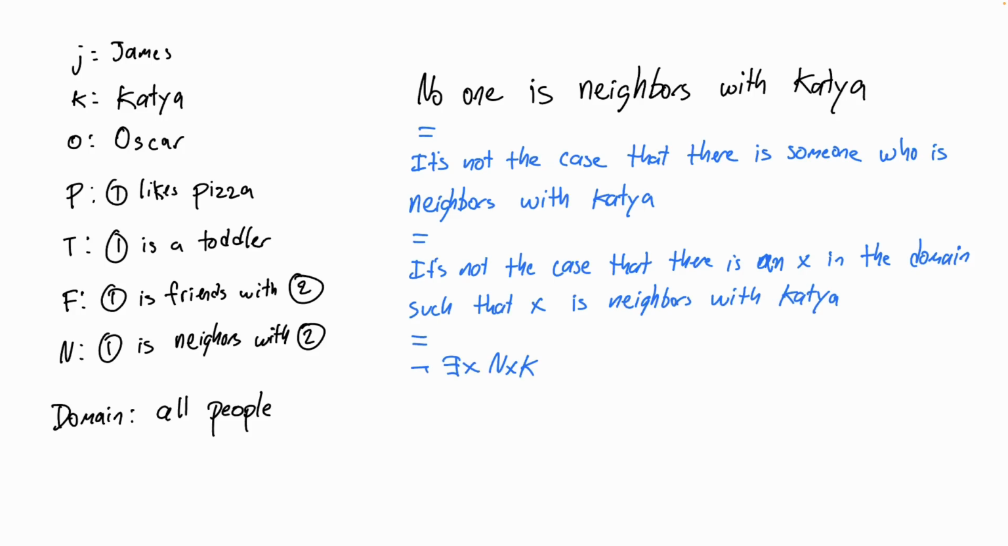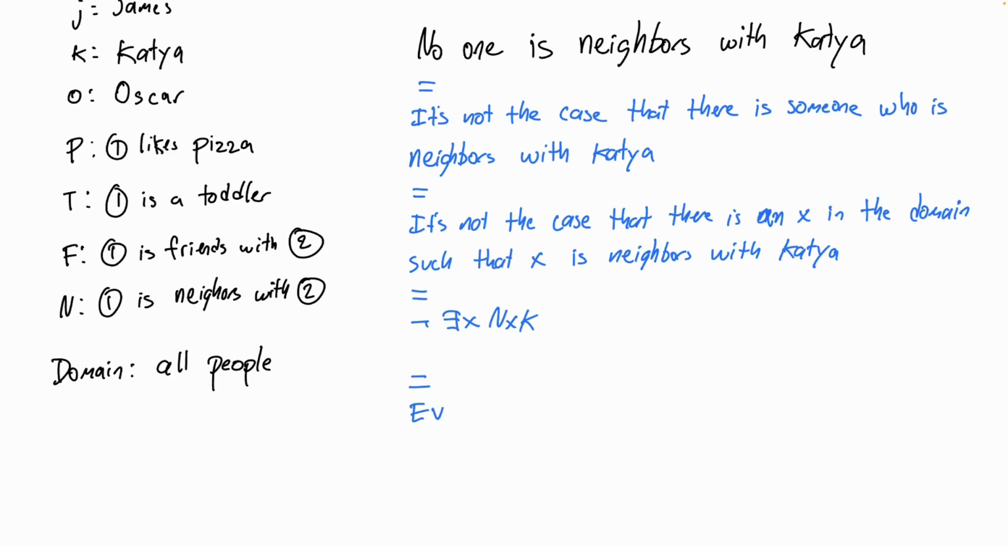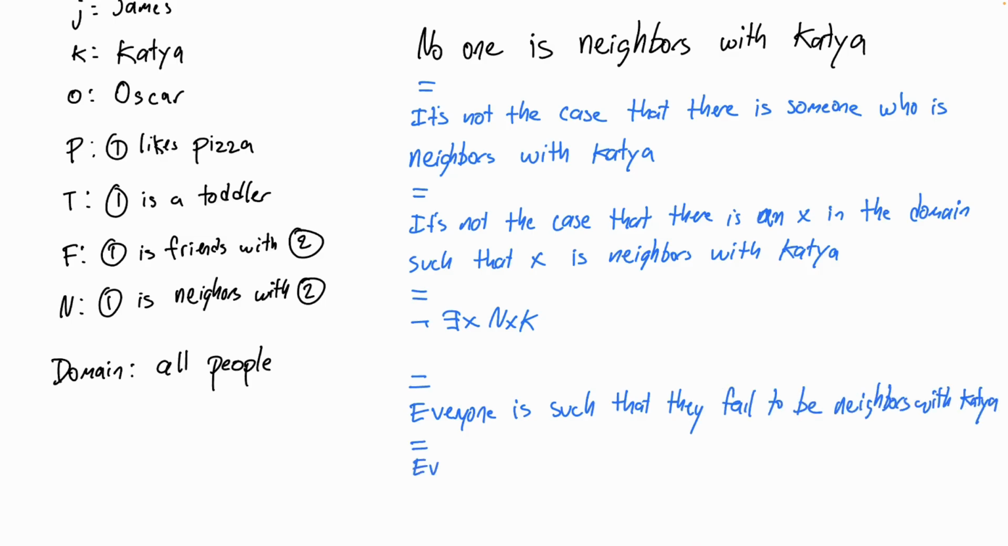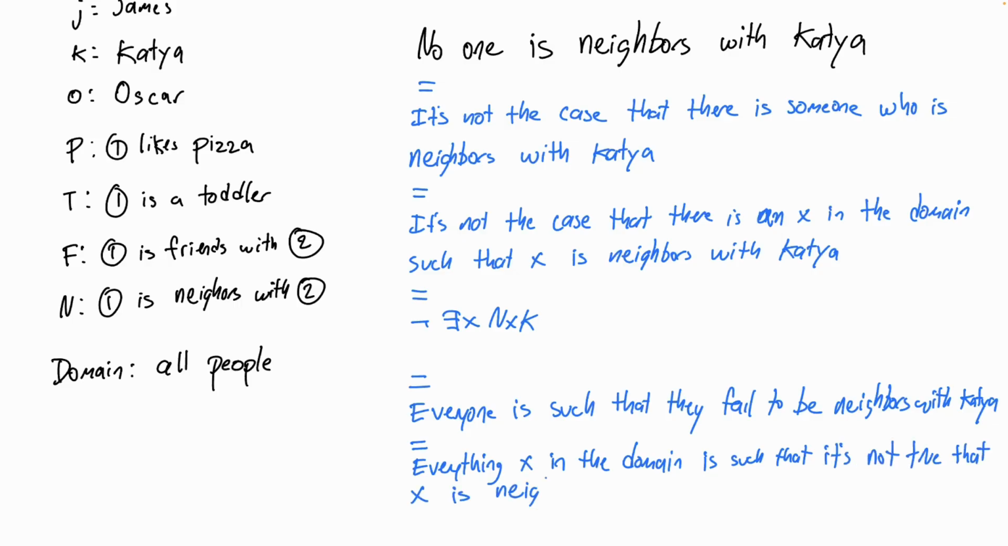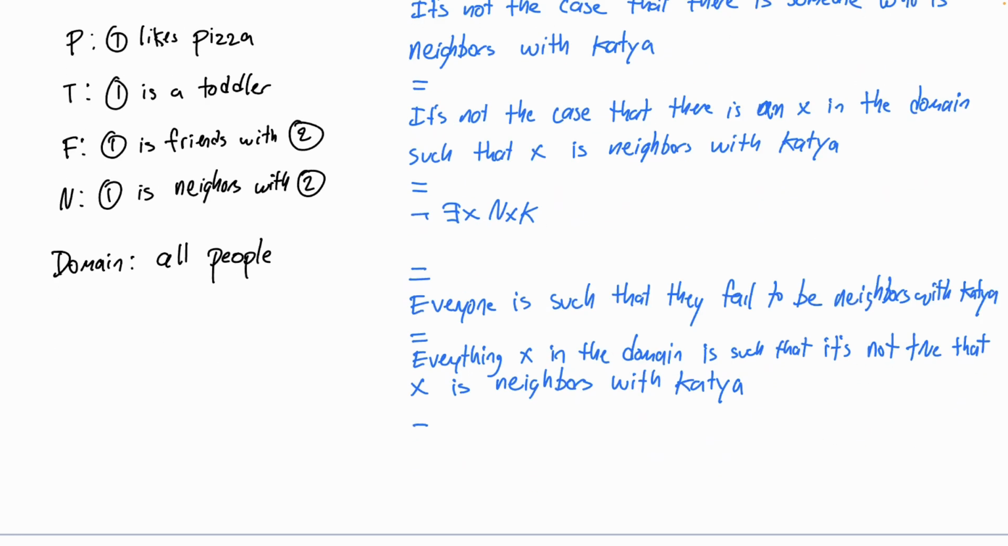We arrive at the other translation by rephrasing the original sentence to "everyone is such that they fail to be neighbors with Katya." In other words, everything X in the domain is such that it's not true that X is neighbors with Katya, which gives us, for all X, not NXK.